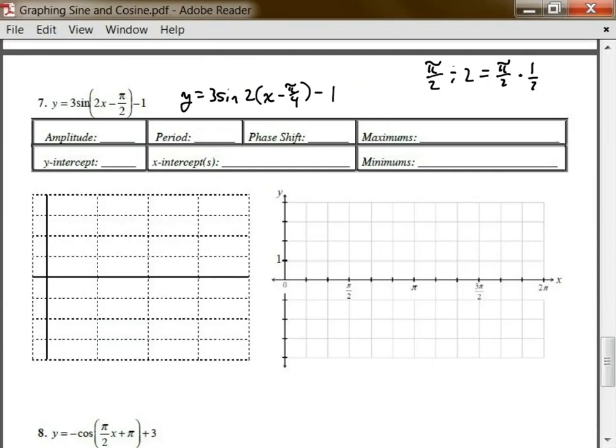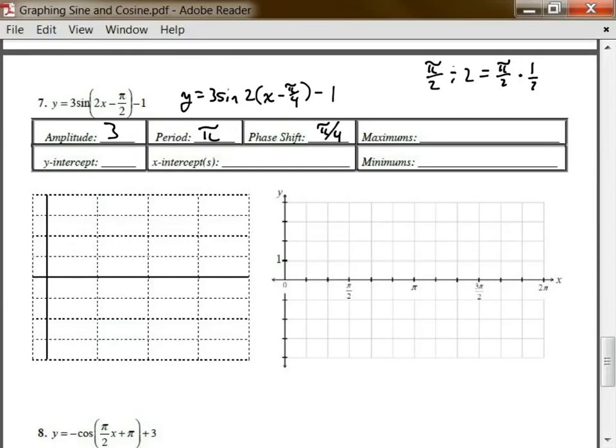Okay, let's see here. Let's do the amplitude first. That's 3. My period is going to be 2 pi divided by 2, which is just pi. So let me write that out: 2 pi divided by b, which is 2, which equals pi. Alright, that's done. Now my phase shift is going to be, it says minus pi over 4, so that means it's going to be positive pi over 4.